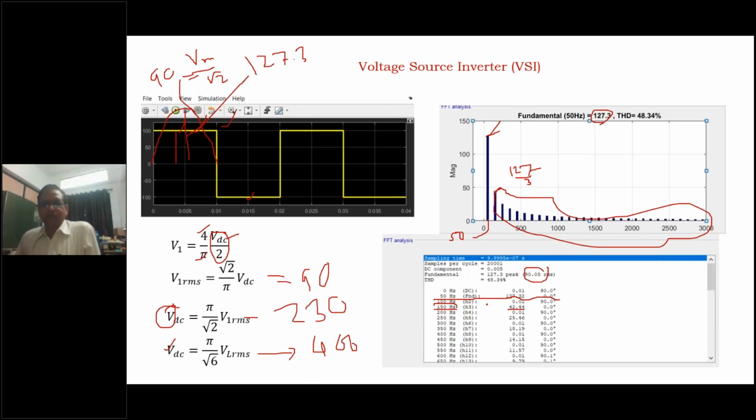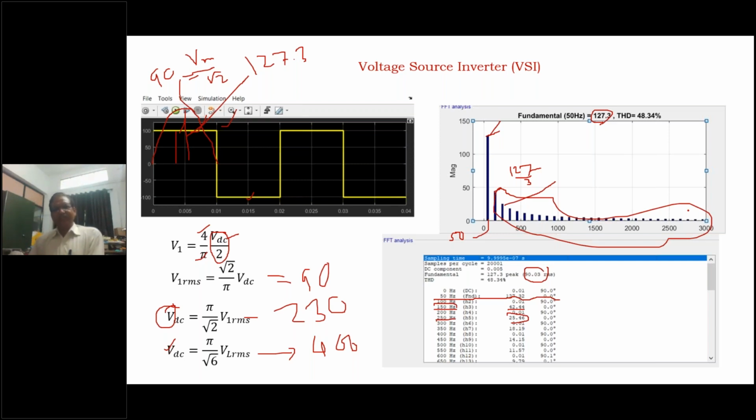Similarly, there are no even harmonics, so the 200 hertz component is almost negligible. The fifth harmonic is there, and its magnitude is 1/5. So like this, there are an infinite number of harmonics.